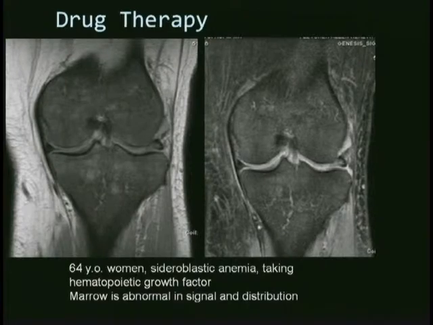Drug therapy, as I mentioned before, can also influence the appearance of marrow. So this patient has chronic sideroblastic anemia, which alters the appearance of the marrow, but she's also taking hematopoietic growth factors. So both of those can cause abnormal marrow distribution. So she has red marrow in the epiphysis, but the signal is also abnormal, because the signal intensity is lower than the adjacent muscle on the T1 sequence.